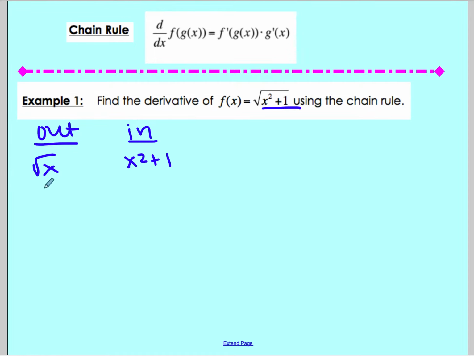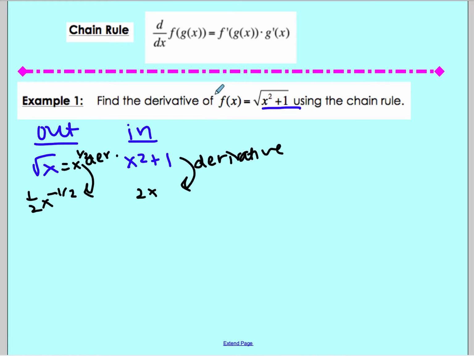If you take the inside and plug it in here, you should see that it goes back to the original function we were given. Now what we're going to do is take the derivative of each one of these. Okay, so taking the derivative. This is really x to the 1/2. So when I take the derivative, I would have 1/2 x to the negative 1/2. And now when I take the derivative of my inside, it would be 2x, and the derivative of 1 is 0. Okay, by taking our derivative.